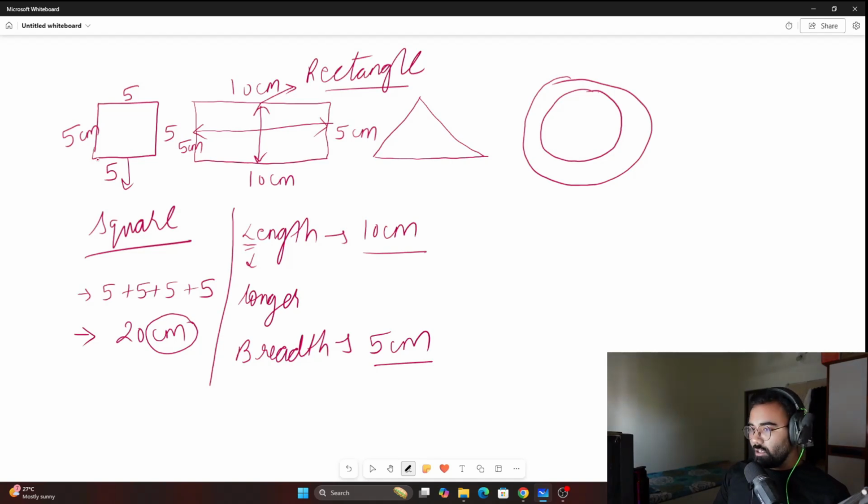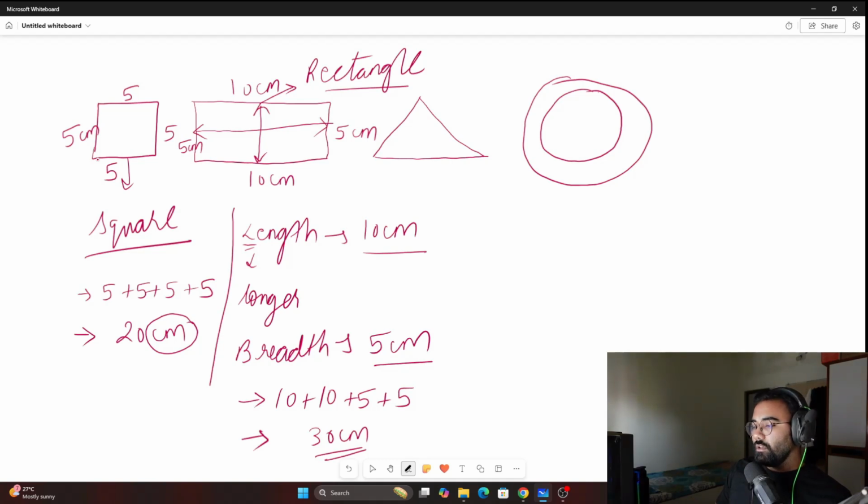So right now we are in the perimeter. Again, I go back to my original definition of perimeter. Simply add all the sides. So how do I get the perimeter? That is 10 plus 10 plus 5 plus 5. So 10 plus 10 gives me 20. 20 plus 10 gives me 30 centimeter. So far so good. All right.